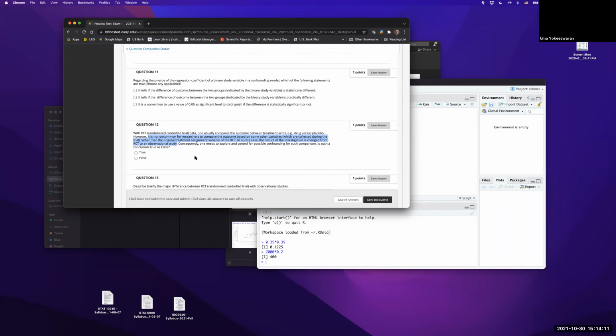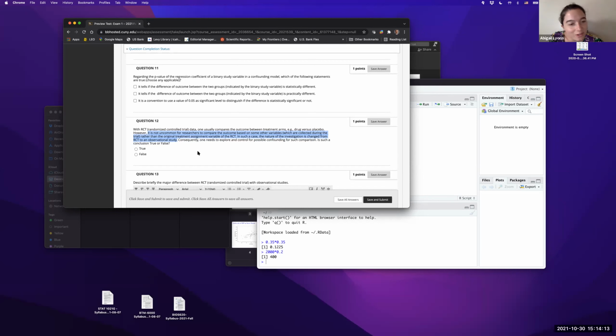Okay. I'm sorry, this was one that tripped me up also, because once I saw that it said observational study, in observational studies, we adjust for confounding. Exactly, and that's what you're doing, right? What is the correct answer for this one? True. Yeah, no, it was correct. You had the right answer.